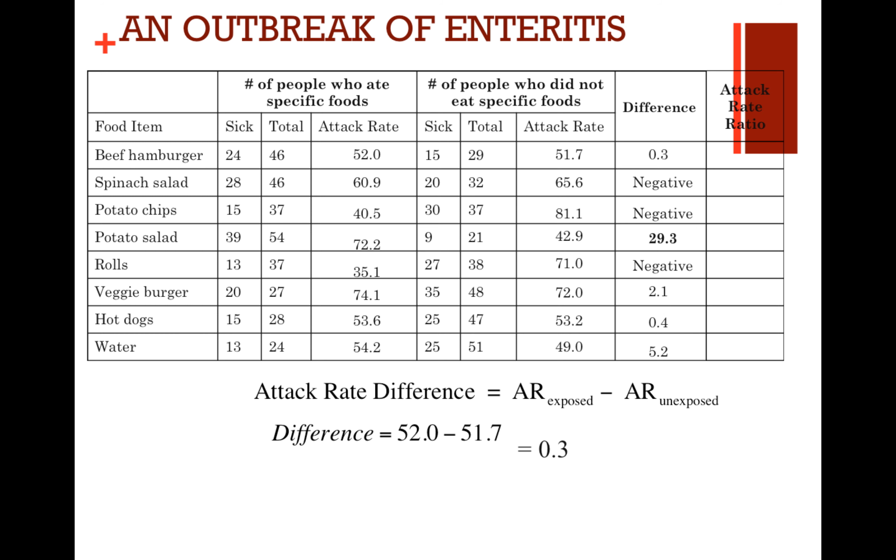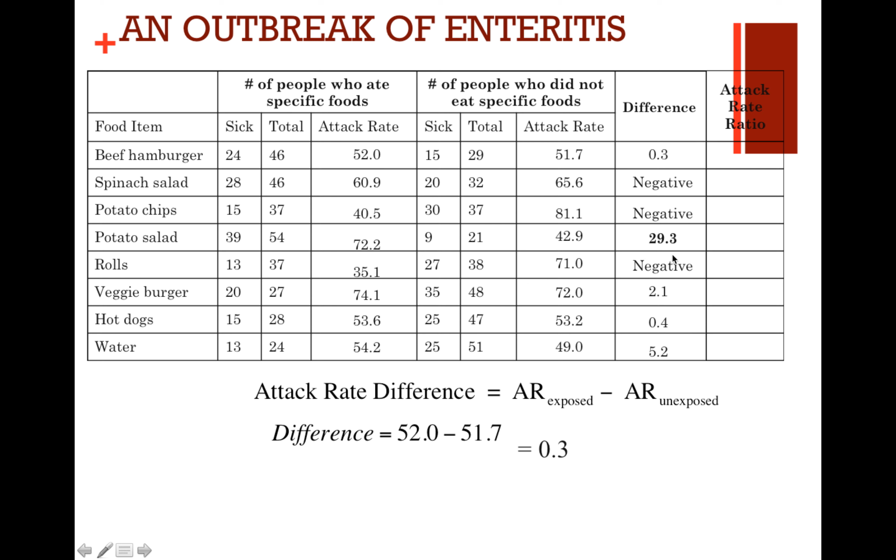And so you can calculate these. Now these have a negative, so it might be that eating the spinach salad or potato chips or rolls were protective. Or maybe that's all they ate. Potato salad, however, there's a pretty big difference there, 29.3. Same thing with the water, so there might be something there.